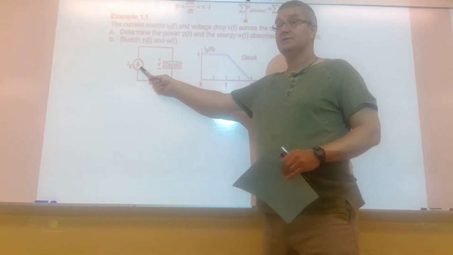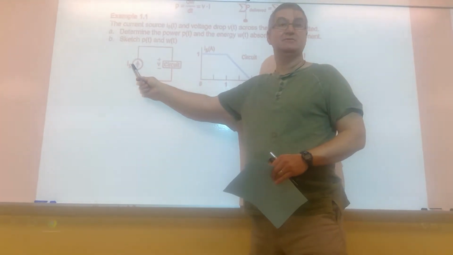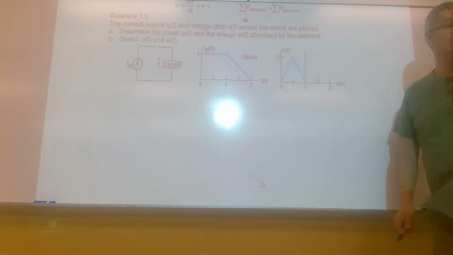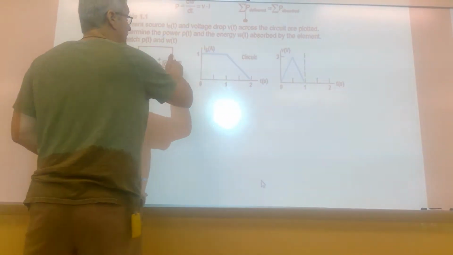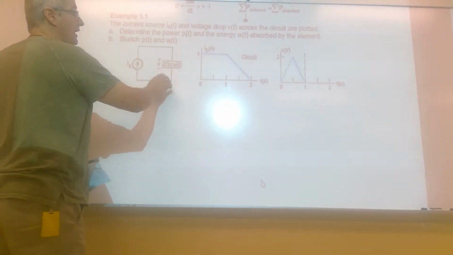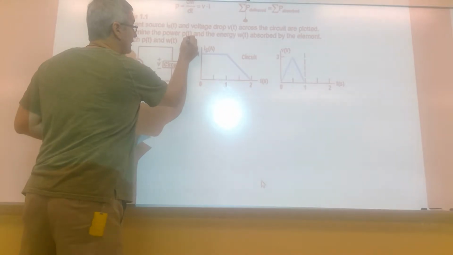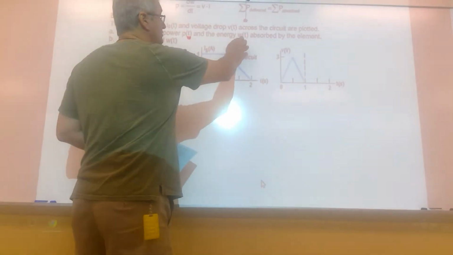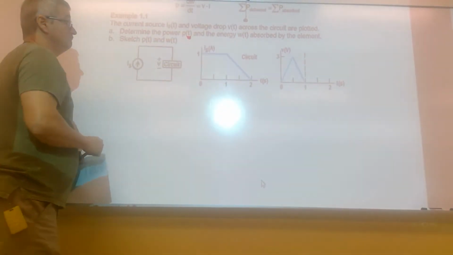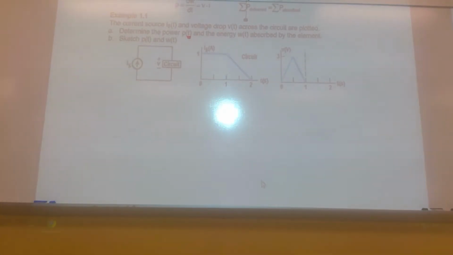So I got a source and I got a voltage. Effectively the voltage here must be the same as the voltage there, according to Kirchhoff's voltage law. I have a current source and a voltage drop across that element. I want to determine the power as a function of time. This is key right here: time, not a numerical value, but time. And then we want to get the energy absorbed, and then sketch these. So what I want to do then is go in and calculate.